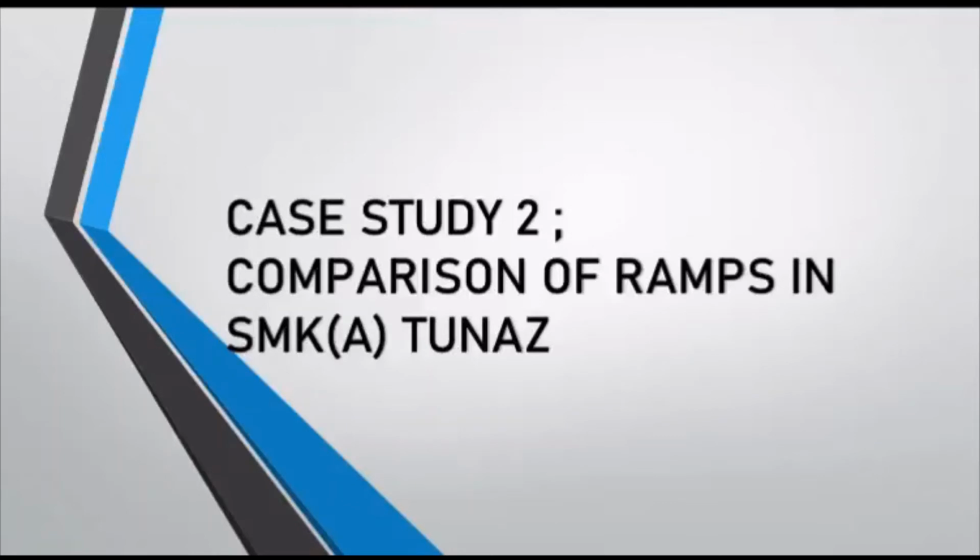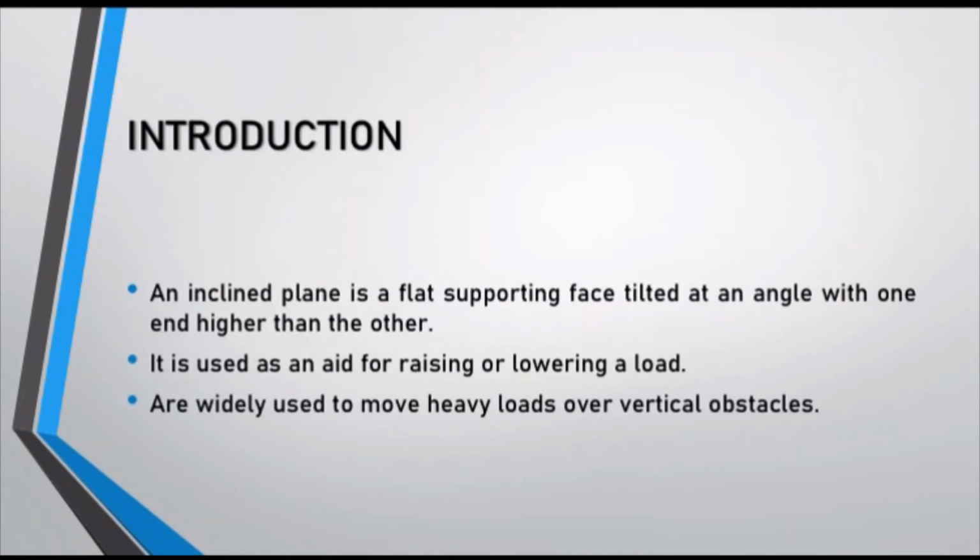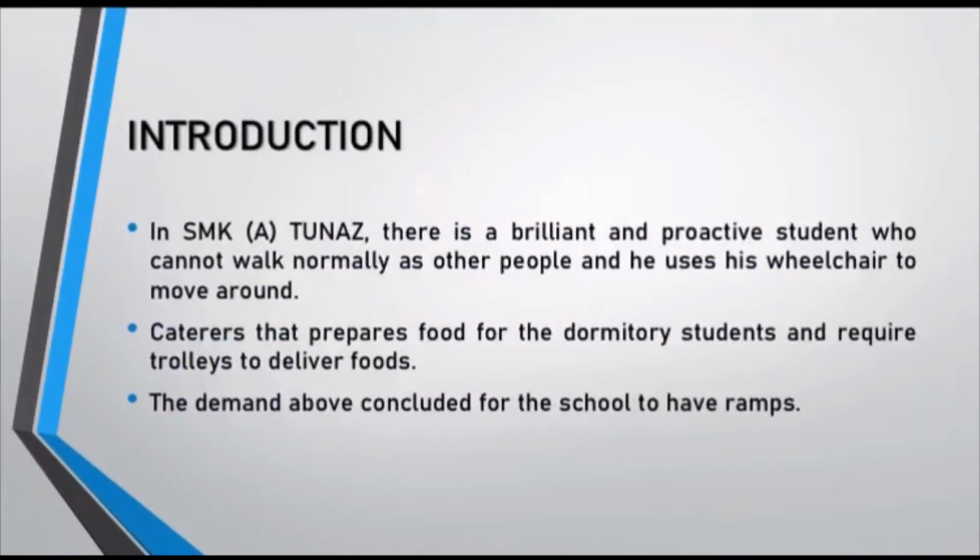Case study 2, comparison of ramps in SMKA Tunas. Introduction. An inclined plane is a flat supporting face tilted at an angle with one end higher than the other. It is used as an aid for raising or lowering a load, and is widely used to move heavy loads over vertical obstacles. In SMKA Tunas, there is a brilliant and proactive student who cannot walk normally as other people, and he uses his wheelchair to move around.